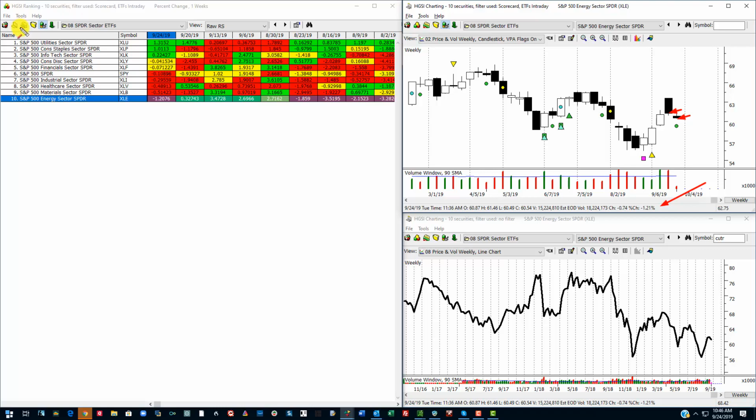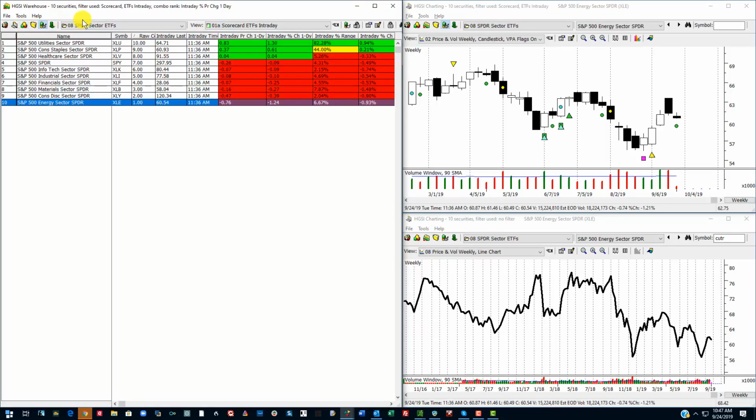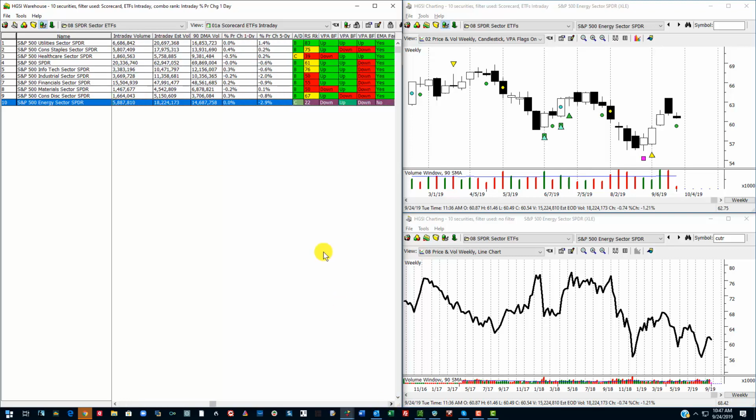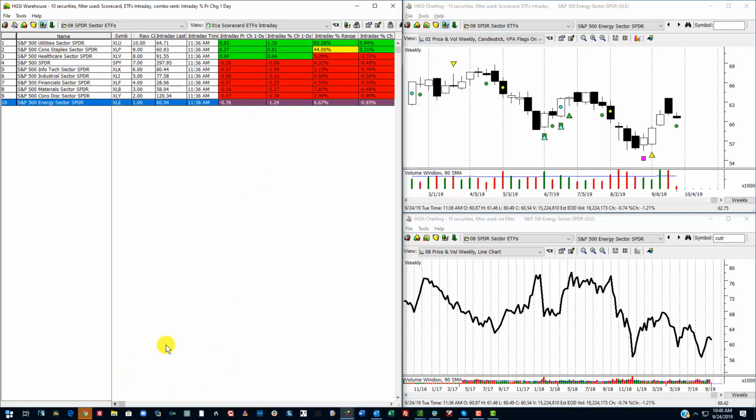You also have the option of looking at this information in the warehouse view. And if I scroll over to the right, you can see the percentage price change 1 day and 5 days, and there's another field in HGSI from the beginning of the week if you want to be real precise, but I don't really think that's necessary.